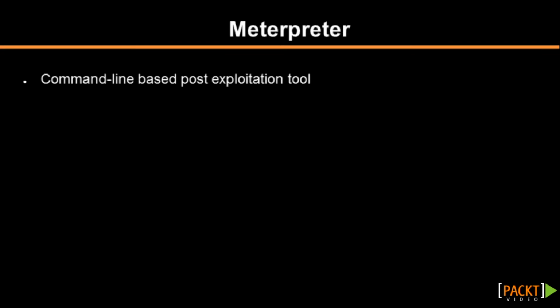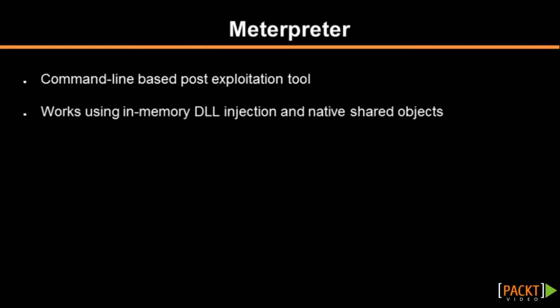Meterpreter works by in-memory DLL injection and native shared objects. DLL injection is basically a process where source code is run from within an already running process inside the memory. For example, explorer.exe is a running process when the Windows operating system is running. So Meterpreter works by injecting its DLL inside that particular running process.